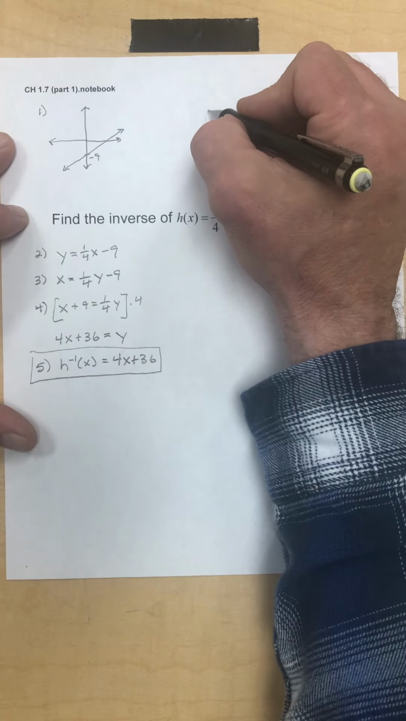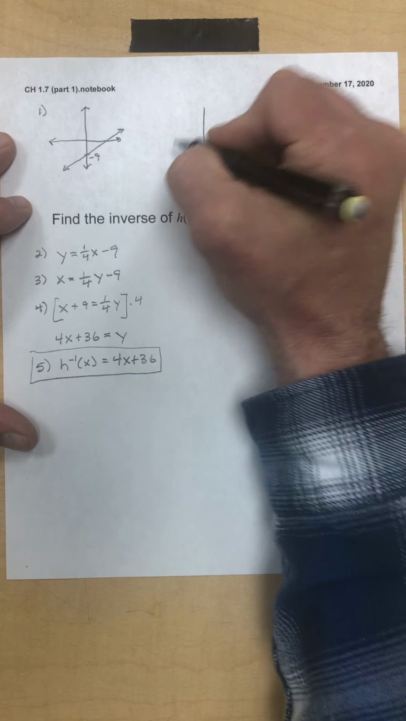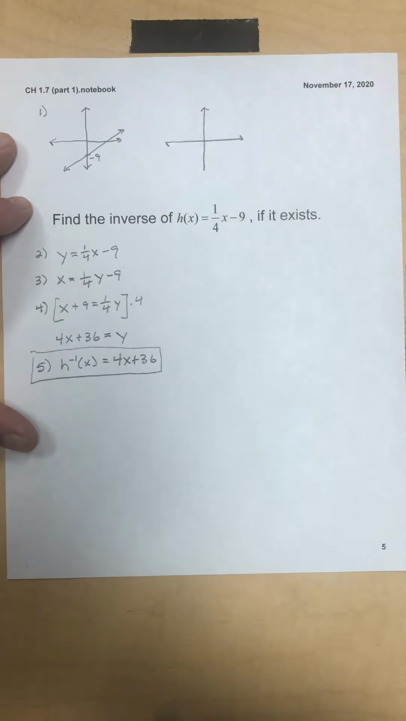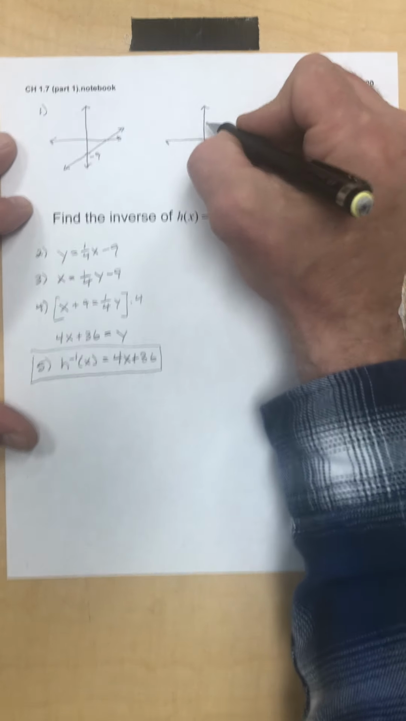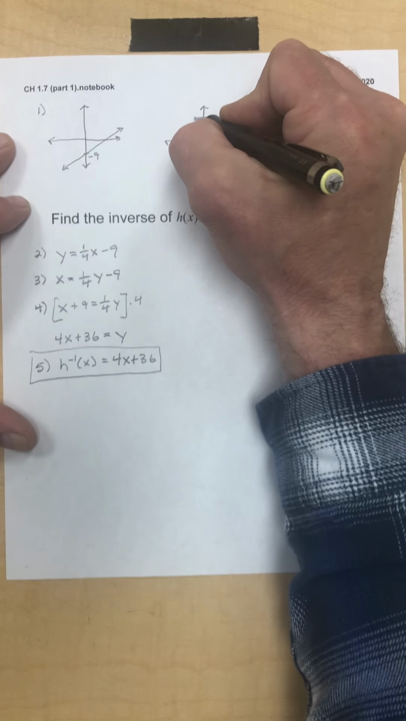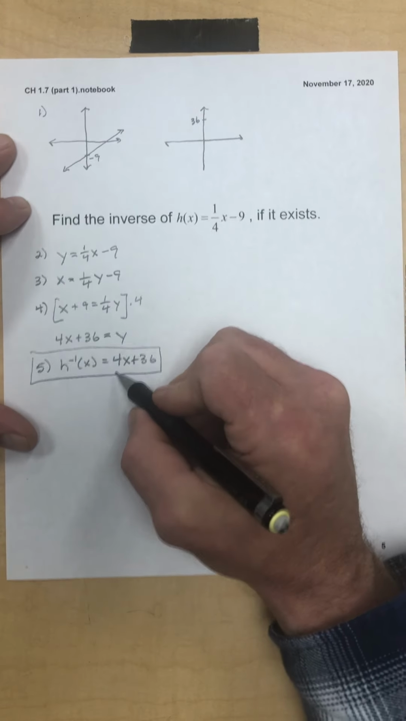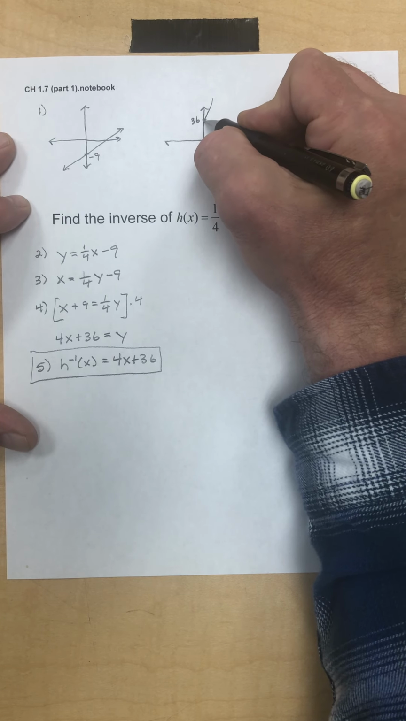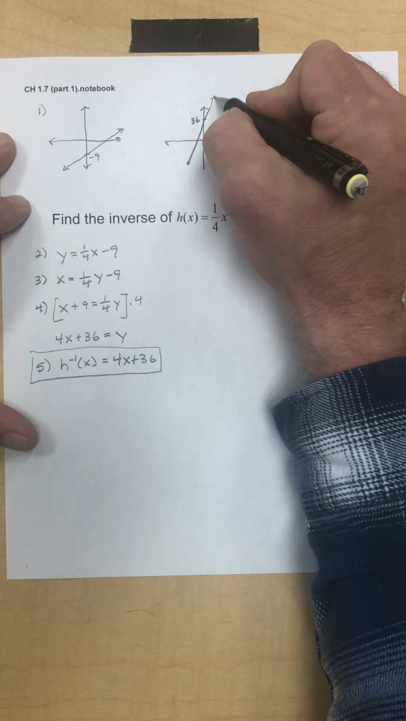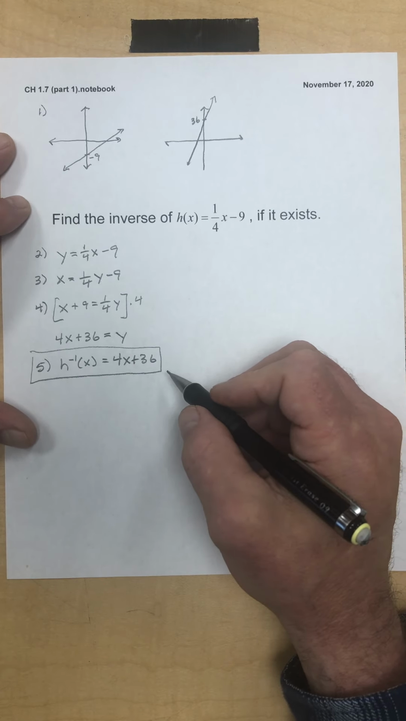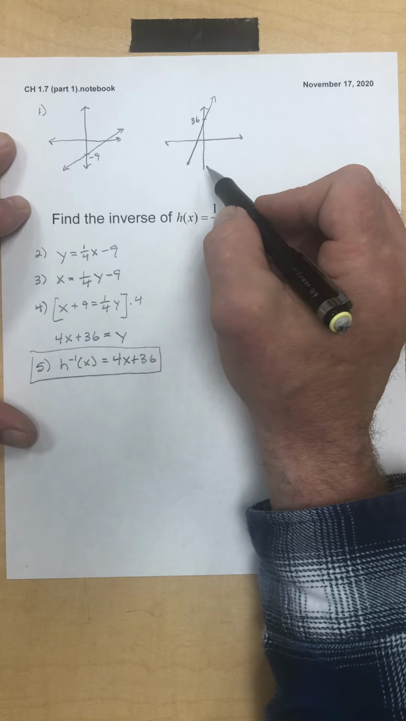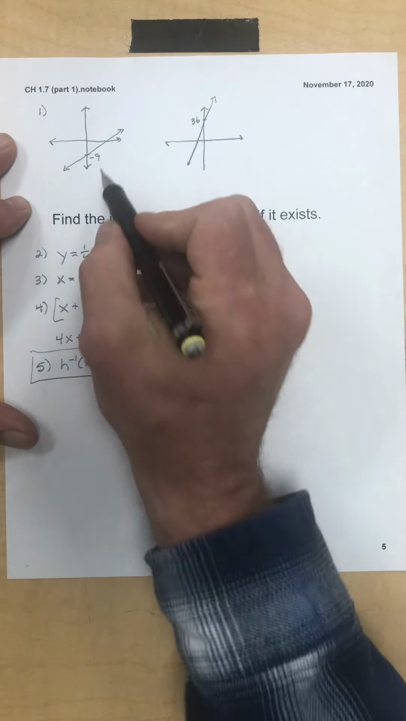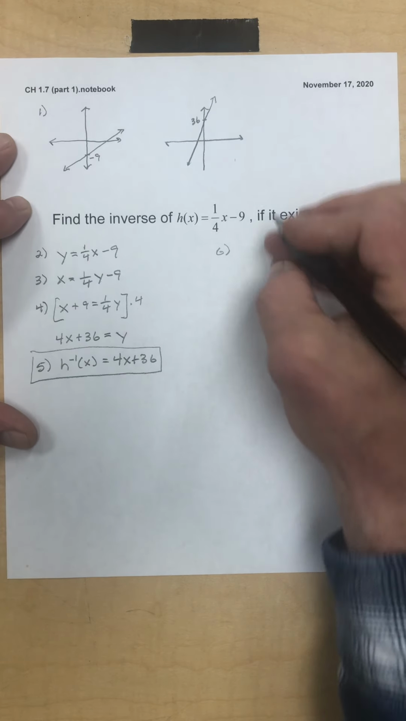And if we take a look at that guy, again, it's another line, that's all it is. Notice that it goes through positive 36 on the y-axis, and it has a slope of 4, so it's just steeper than this guy. So it'd be something like this. And notice again, it's just a line, that's all it is. And then the last thing we look at is, can we take a look at the domains and ranges of both of these?